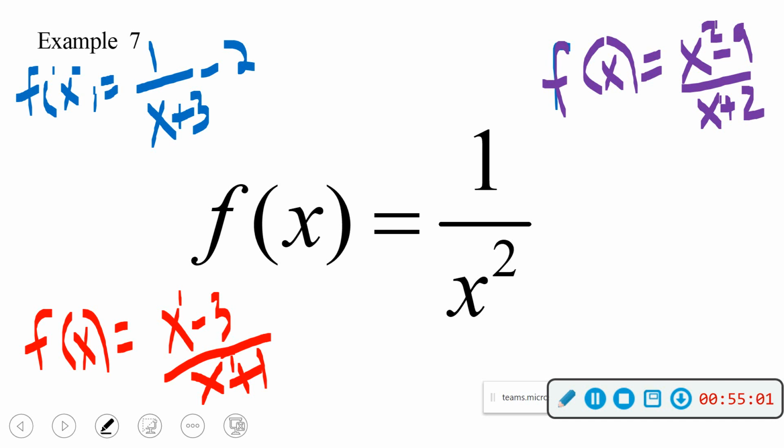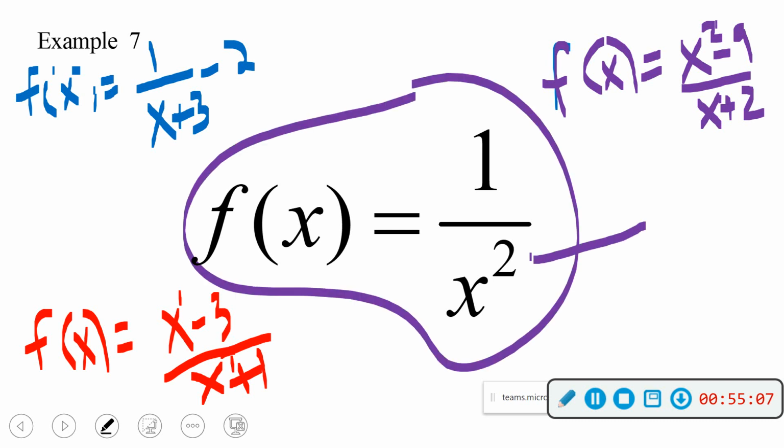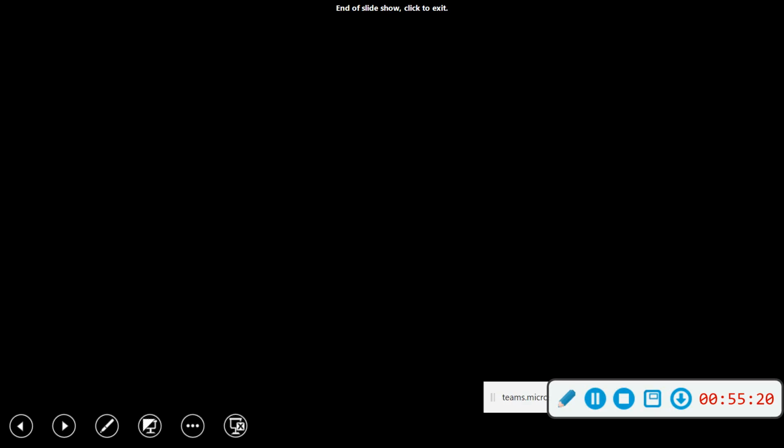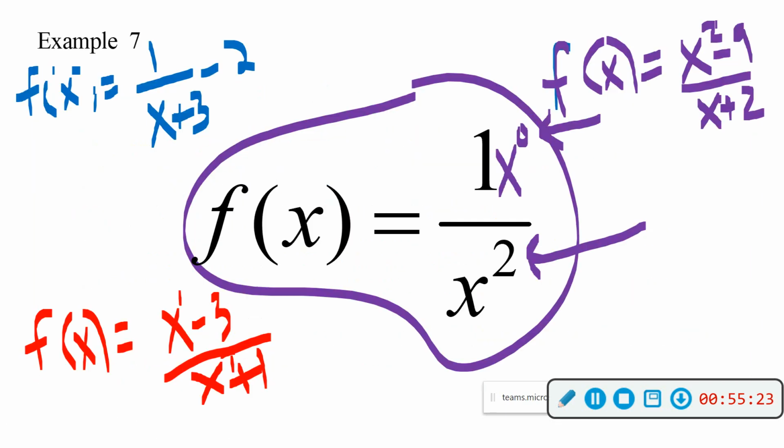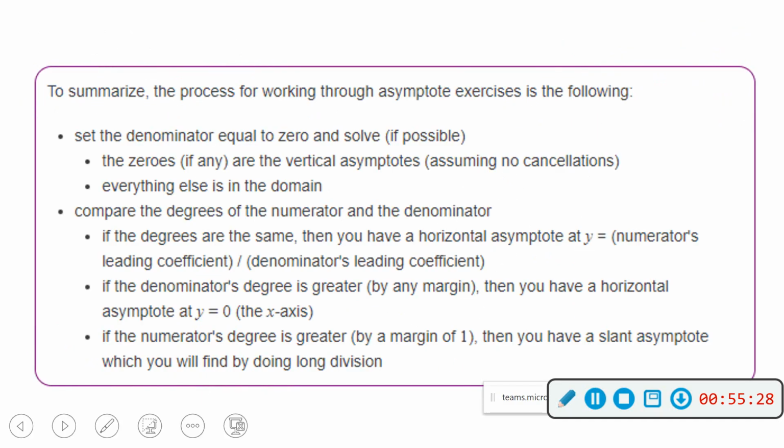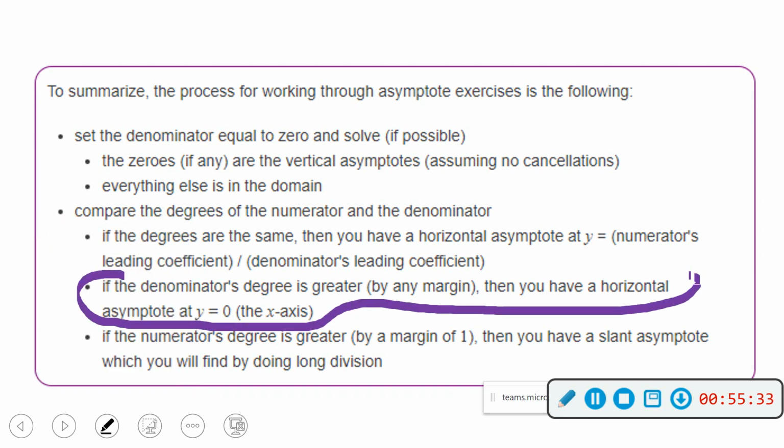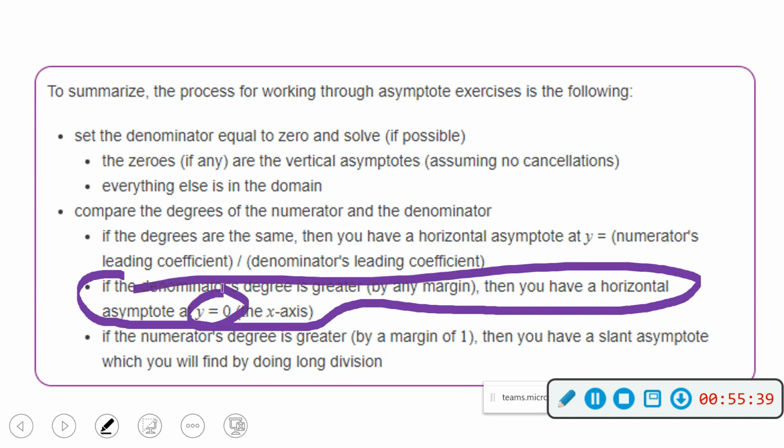And now our very last type that we're going to analyze is what happens when the degree is larger on the bottom. And you may be able to say, well, how can I analyze? Well, if you don't see an x on top, it's x to the 0. So we can see that the degree on the top is 0 and the degree on the bottom is 2. Here would be the rules. If the denominator's degree is greater, we have an x squared down there, then there will always exist a horizontal asymptote at y equals 0. That's what's always going to happen.